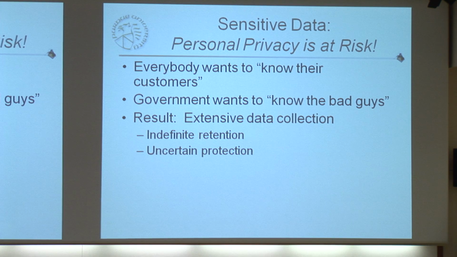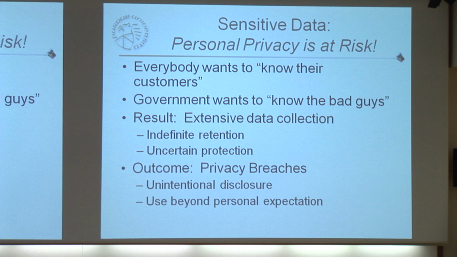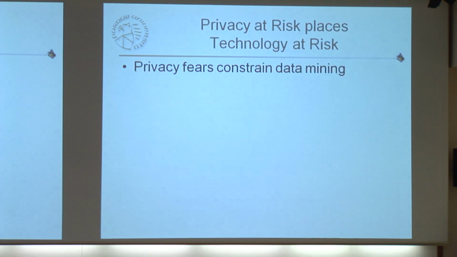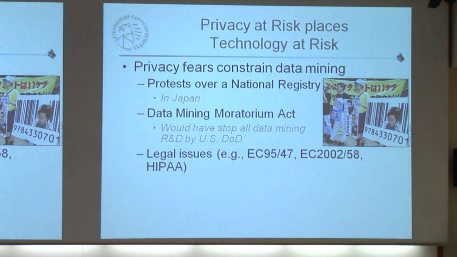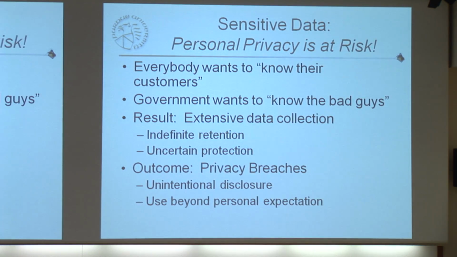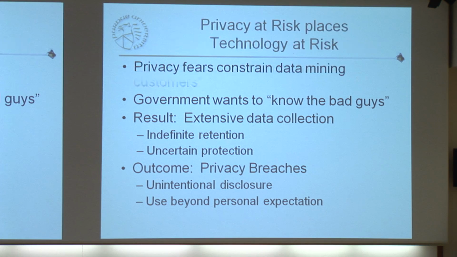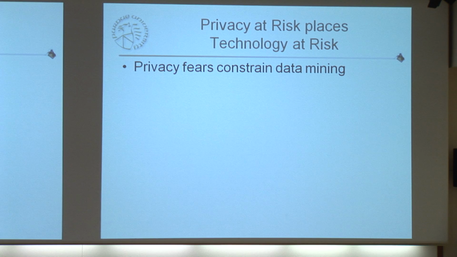people are concerned. And some of the problems here, we have so much data collection going on, and being retained, it's uncertain how it's being protected. The outcome is we have these privacy breaches, unintentional disclosure of data, your data getting used in ways you don't expect, and what do we do about it? Well, what this has led to is technology being placed at risk.